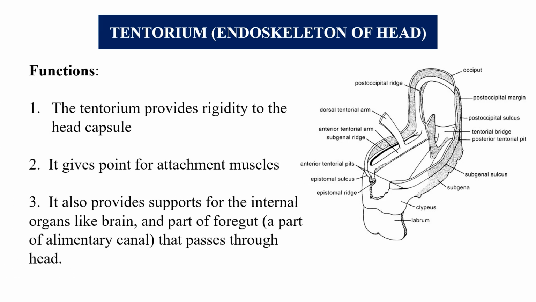Functions. 1. The tentorium provides rigidity to the head capsule. 2. It gives points for attachment of muscles. 3. It also provides support for internal organs like the brain and part of the foregut, a part of the alimentary canal that passes through the head.